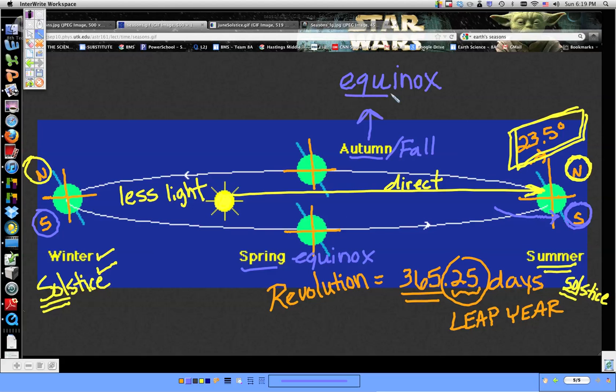So what do they mean by equal? Well, in this case, the tilt is no longer tilting towards the sun or away from the sun, it is equal, which means in the fall and the spring, there are 12 hours of daytime and there are 12 hours of nighttime.